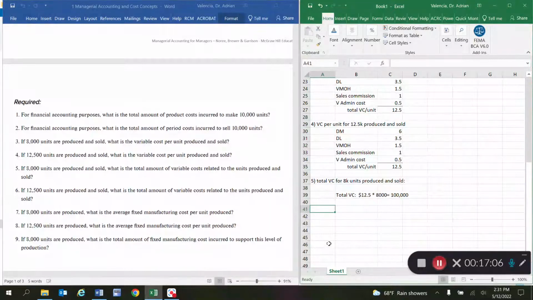Okay, and then under number 6, let me go ahead and write this. They ask us what is the total amount of variable costs related to the units produced and sold for 12,500 units. Okay, so let me cheat a little bit here, I'm going to write the same thing, except I'm going to change this to question number 6, and now it's 12,500 units. Well, it's going to be pretty straightforward. We're going to multiply the $12.50 times 12,500 units. And that gives us a total variable cost of $156,250.